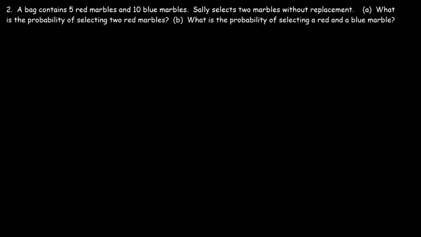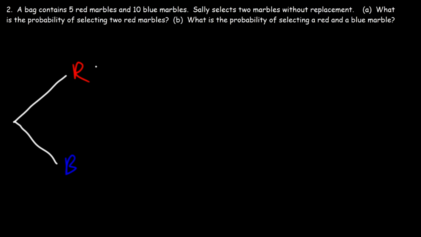Now let's work on this question. A bag contains 5 red marbles and 10 blue marbles. Sally selects 2 marbles without replacement. What is the probability of selecting 2 red marbles? So let's begin by making our tree diagram. So the first 2 options that we can get is either going to be a red marble or a blue marble on the first try.